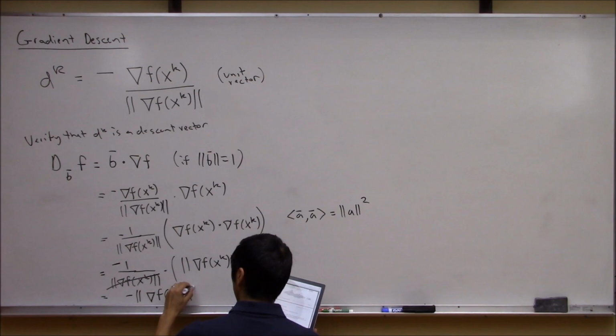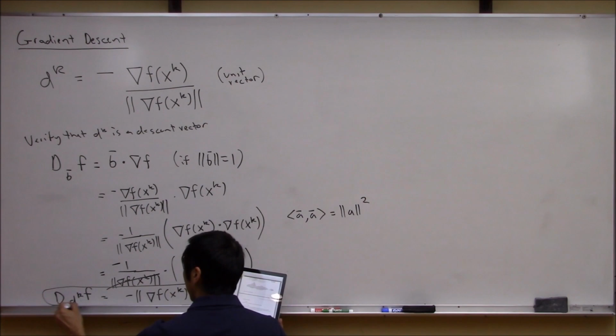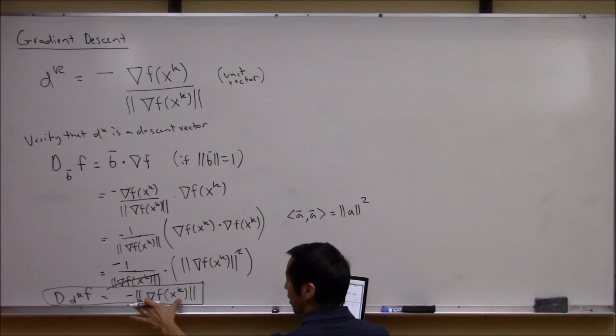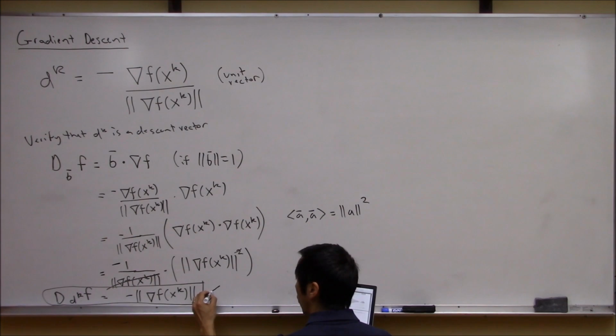Okay, so this is the directional derivative of the cost function in the direction dk, using our gradient descent method. So let's box this up. The reason this is important is because this is a norm of a vector, so the norm is always positive or equal to zero unless you're at a stationary point. And so the negative sign basically means that this entire thing is always less than or equal to zero.